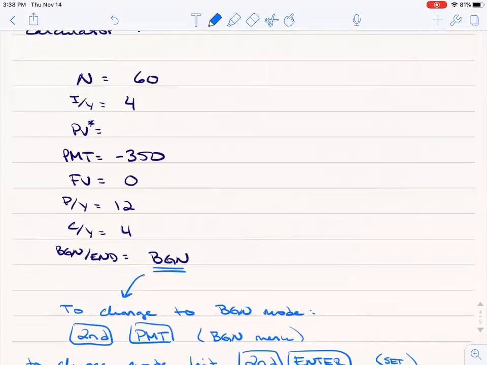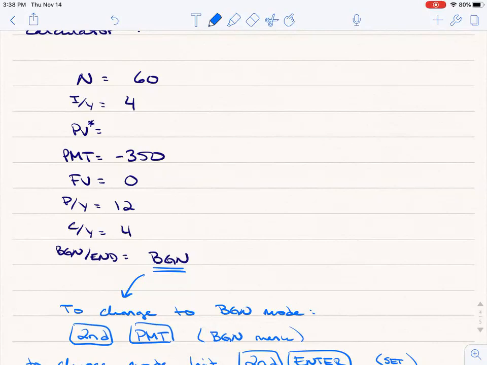So now we can just enter these values. We've got 60 for N, 4 for interest per year, leaving the present value because I'm going to come back and compute it, and negative 350 for my payment, 0 for the future value, and then my payments per year are going to be 12. Remember, in the second menu we have to hit enter to save it, and then the compoundings is 4, enter, and then we can quit.